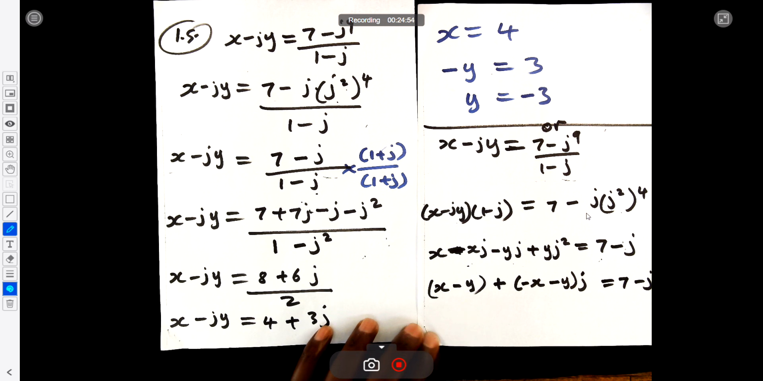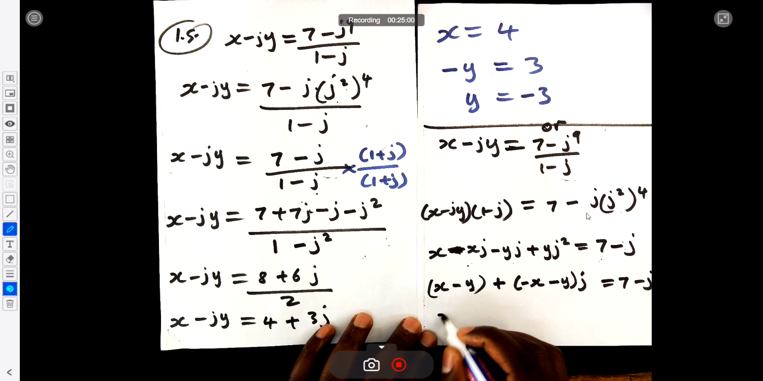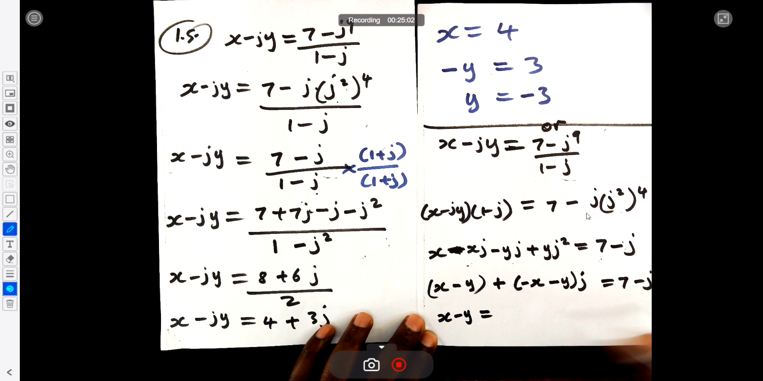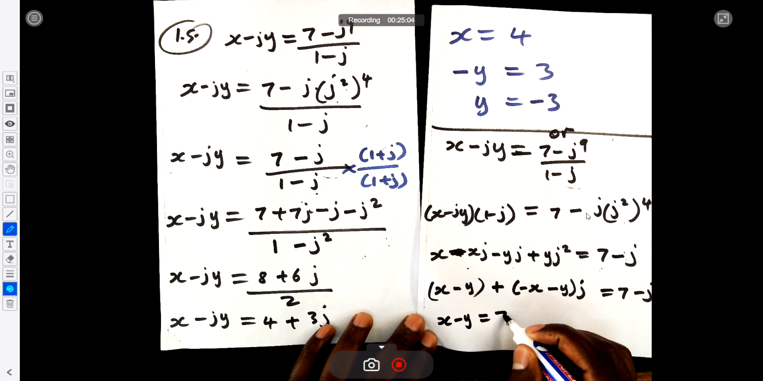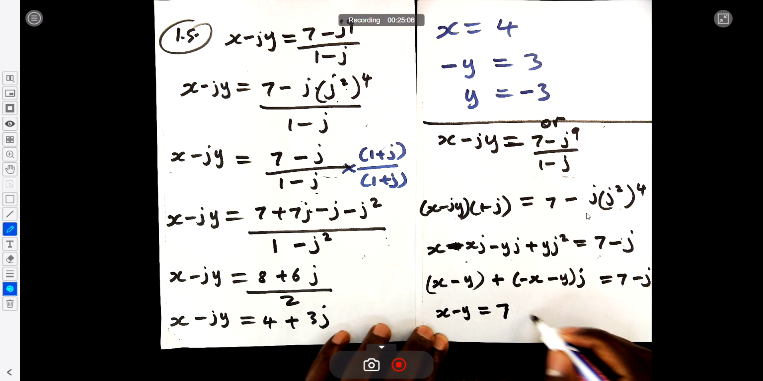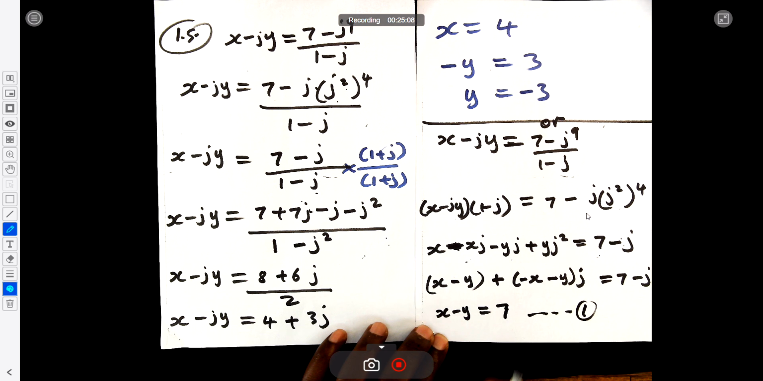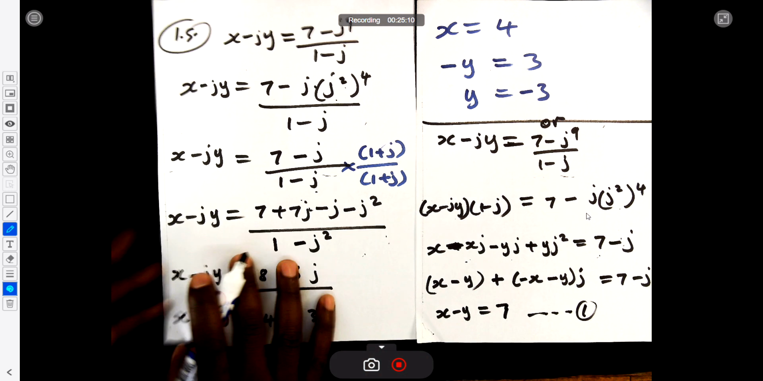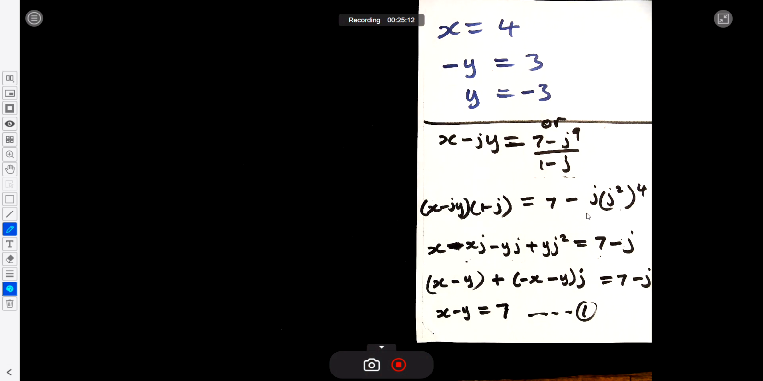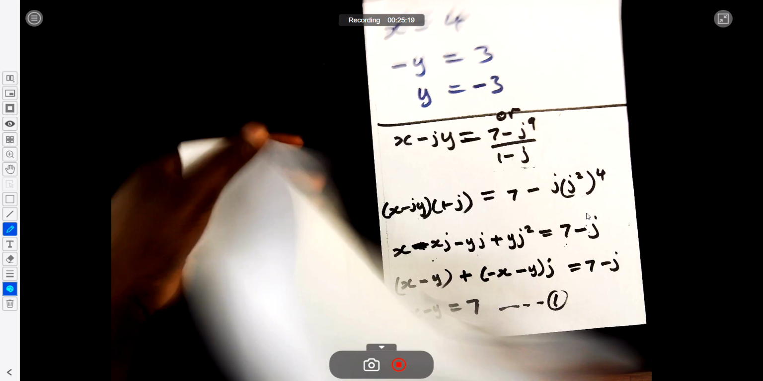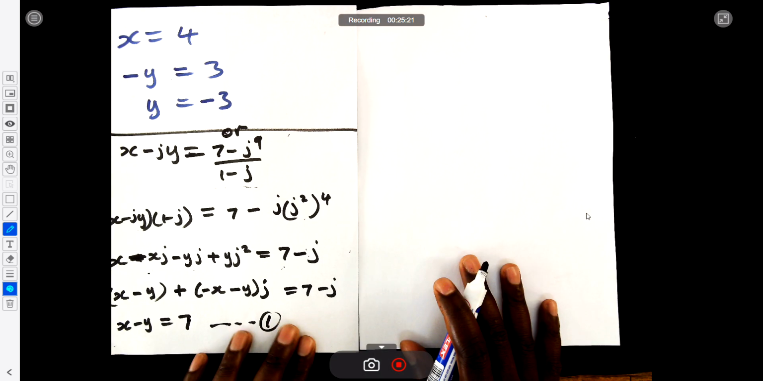Now we need to equate the real part of the left-hand side with the real part of the right-hand side. The real part, it is x minus y equals the real part of the right-hand side, which is 7. Which is going to give us equation 1. So some of you were trying to multiply. This is how you are supposed to solve it.